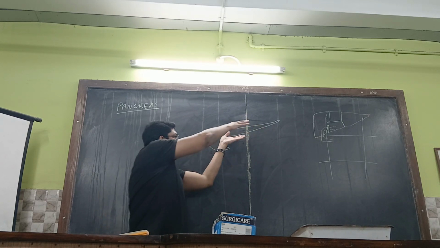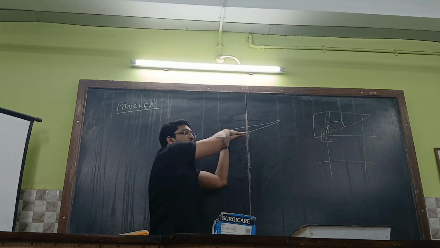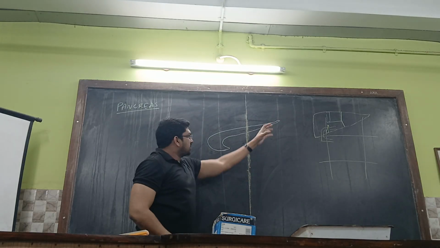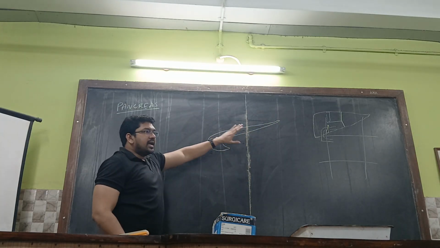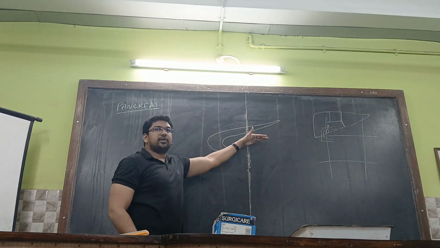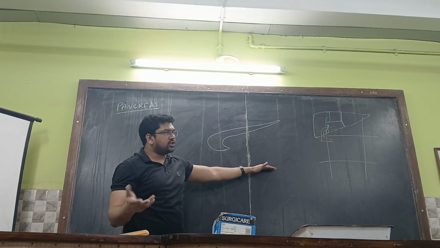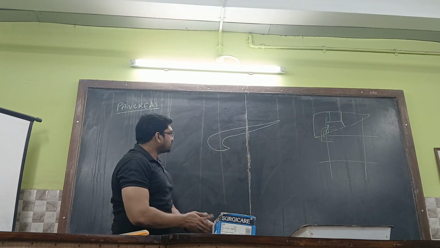Why so? Because from the pancreas there is the root of transverse mesocolon. So there will be a transverse colon over here. Above the transverse colon will be the stomach. Below the transverse colon will be the coils of jejunum. As simple as that, right?